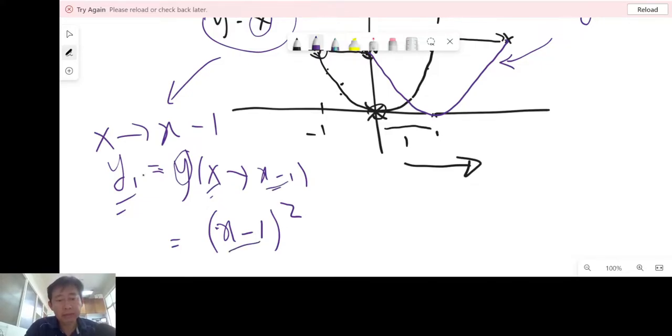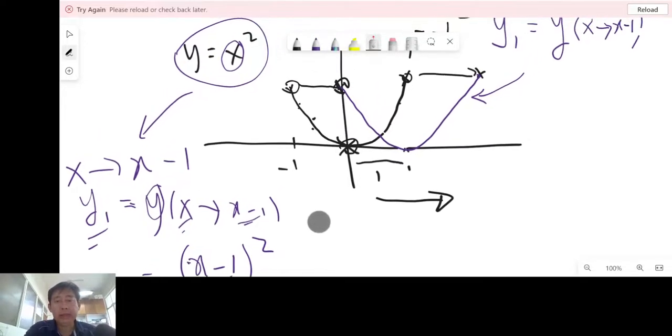So x becomes x minus 1, then the original function of y is the square of x. So here, after replacing the x by x minus 1, then you square it. So that expression is a function that is similar to the original function but shifted 1 unit to the right.